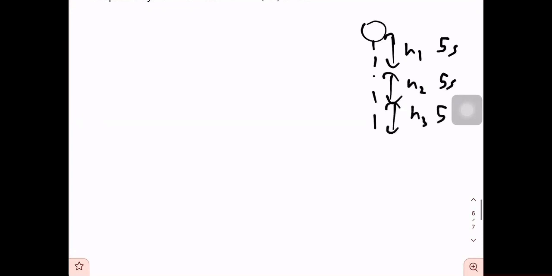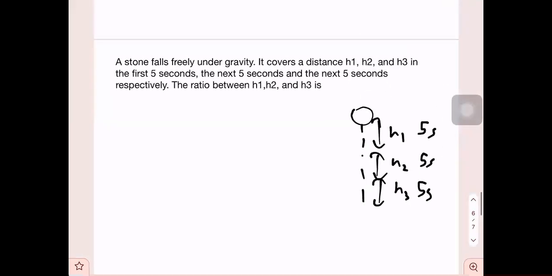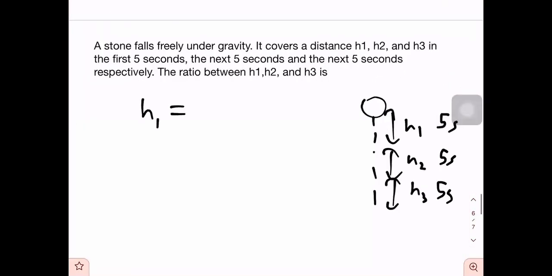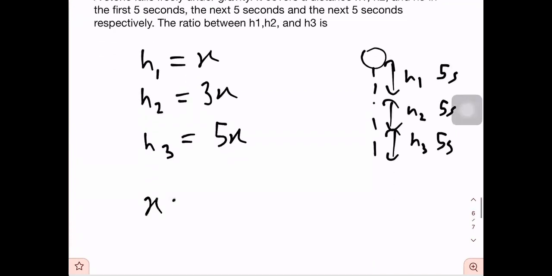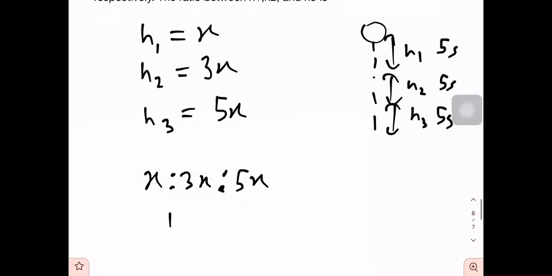So since this is linear, h1 is going to be x, h2 is going to be 3x according to Galileo's law, and h3 is going to be 5x. And it's asking us to find the ratio of h1, h2, and h3. So that's going to be x is to 3x is to 5x. And this can be simplified as 1 is to 3 is to 5. So that would be the ratio. So this is a pretty straightforward law, and it can be very helpful.